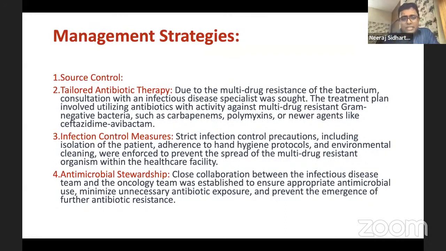And initially, we used to have difficulties in getting the right antibiotics across, because when you have to treat, you have to decide whether you have to start with the pip-taz or whether you have to start with the carbapenem, or whether we should give polymyxin or ceftazidime-avibactam. Now, you need to also enforce infection control measures, including isolation of the patient, adherence to hand hygiene, and environmental cleaning. The other important thing is to have a close collaboration between the infectious disease team and the oncology team, so that inappropriate antibiotic use is decreased, and so that we prevent the emergence of further antibiotic resistance.